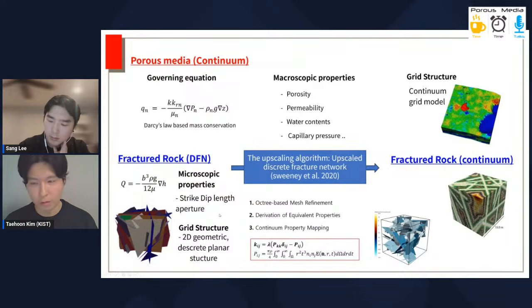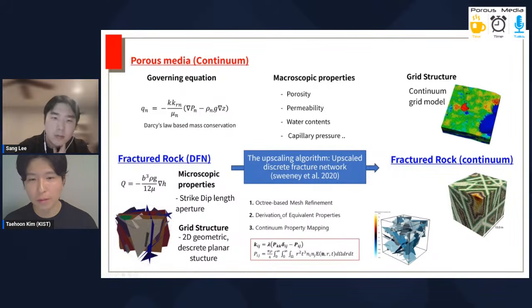So to connect these two, we use the upscaled discrete fracture network algorithm, and the algorithm works in these basic three steps below. First, octree-based mesh refinement. So instead of using a uniform grid, the algorithm generates really fine meshes, especially around the fractures, while leaving the solid matrix area coarse.